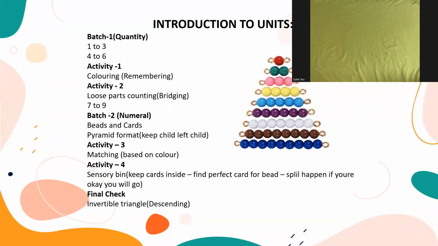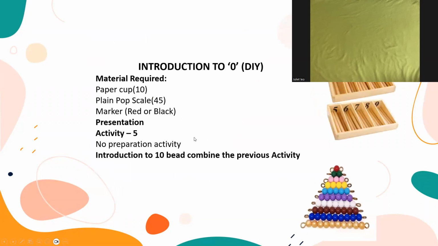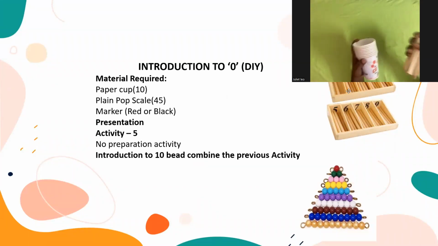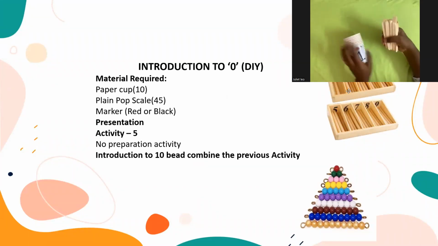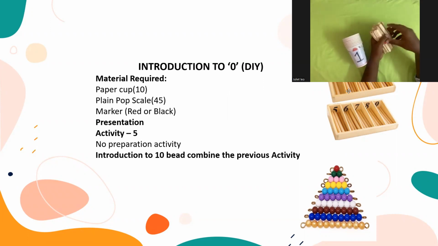Thanks for your response. The next thing will be the introduction to zero. This is also in the Montessori way. This is the authentic material used in authentic Montessori schools. This material is called the spindle boxes, but we are going to make the same concept using a die. For that we need 10 paper cups and plain popsicle sticks. We need only plain popsicle sticks, don't take the colored ones.